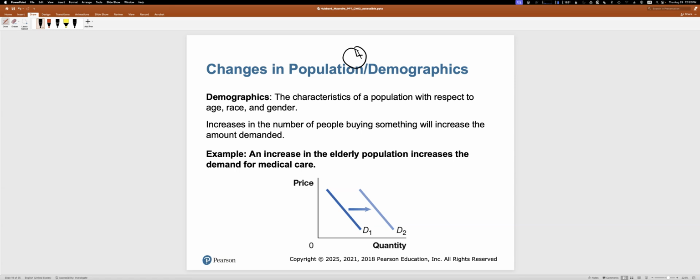But we would see this exact same thing here: as the demographics change, the race, the gender, the age of people changes, or just the number of people in general, that would change our overall number of consumers or our overall demand curve. So this would be, for instance, an increase in the population would cause this increase in the product.